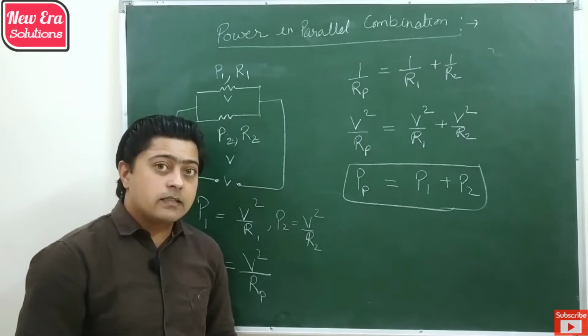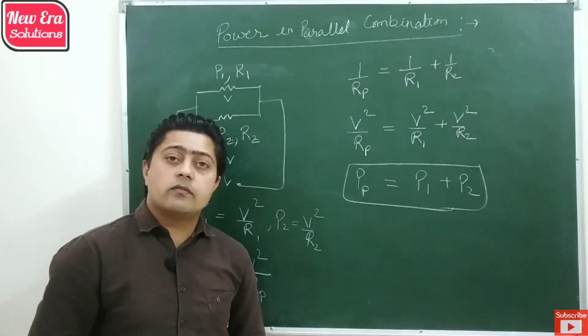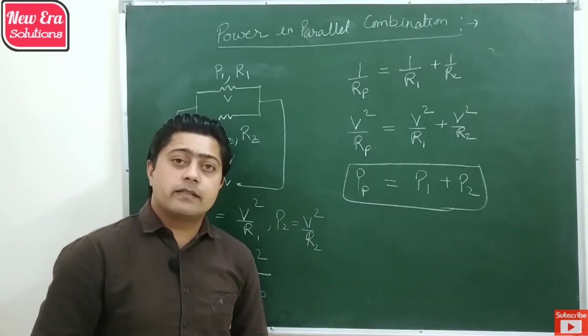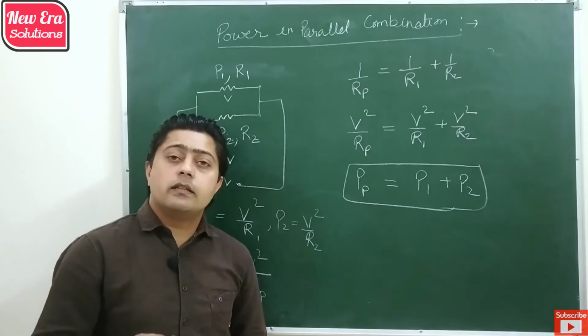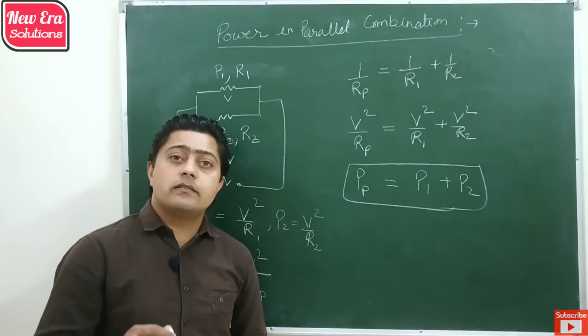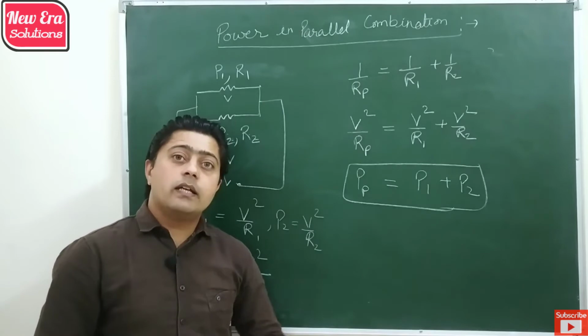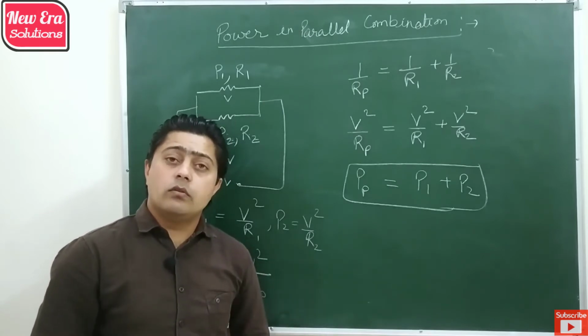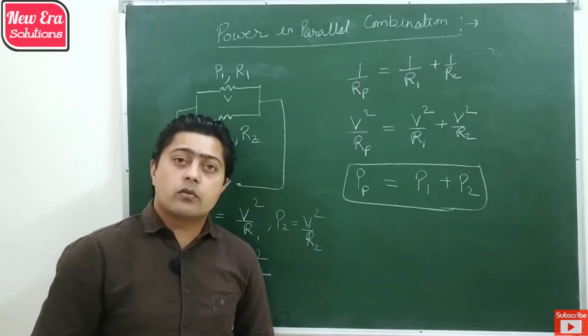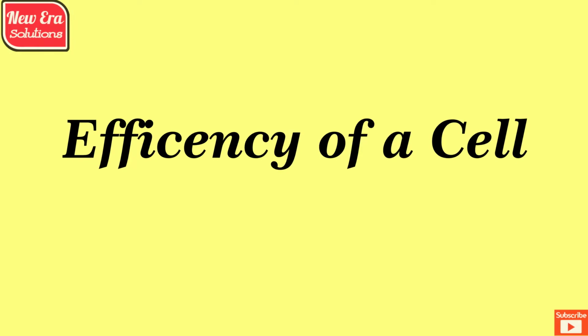In that case, the maximum voltage device has the lowest resistance. If the current exceeds, the maximum voltage device is damaged first. That's why in domestic circuits all the devices are used in parallel combination.